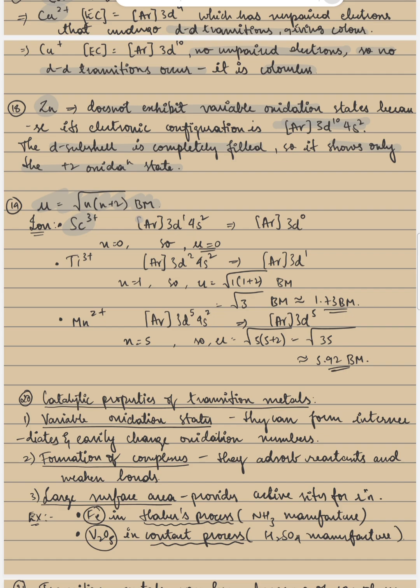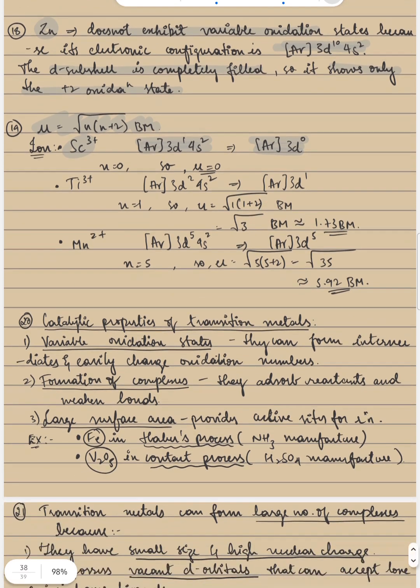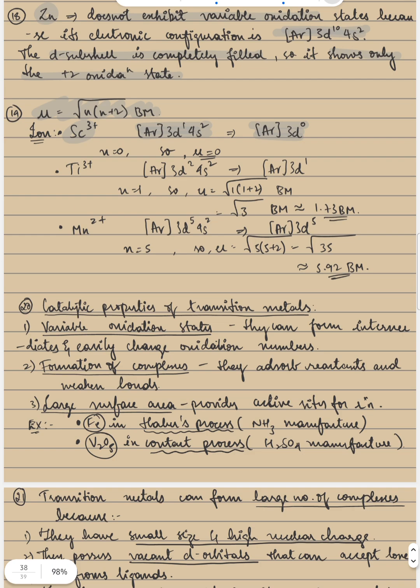Scandium +3: write its electronic configuration, then remove as many electrons as the charge, okay. And how many unpaired electrons are there? 0. And 0 into 0 you will get like this. And next, titanium. Its real configuration is this. When you remove 3 from this, you will get like this, and there is 1 unpaired electron. Substitute, you will get this. Do this for Mn2+.